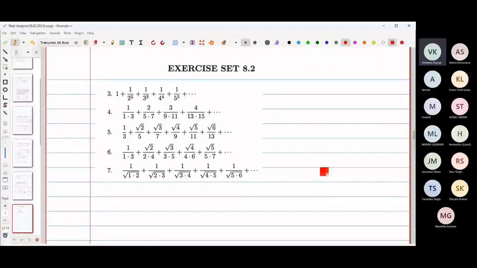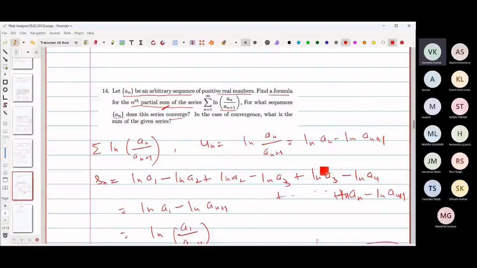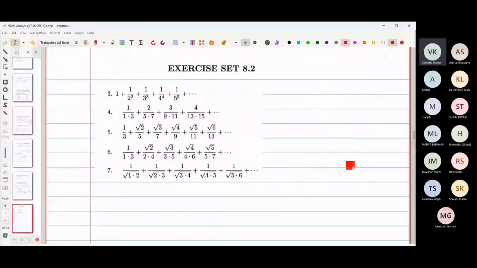Let me move to further questions. So many questions are there. I think this was the last question of this section. Now there is another one, exercise set 8.2. Many questions from this we have already discussed in the class. Do you have any doubt or want to ask something from here?